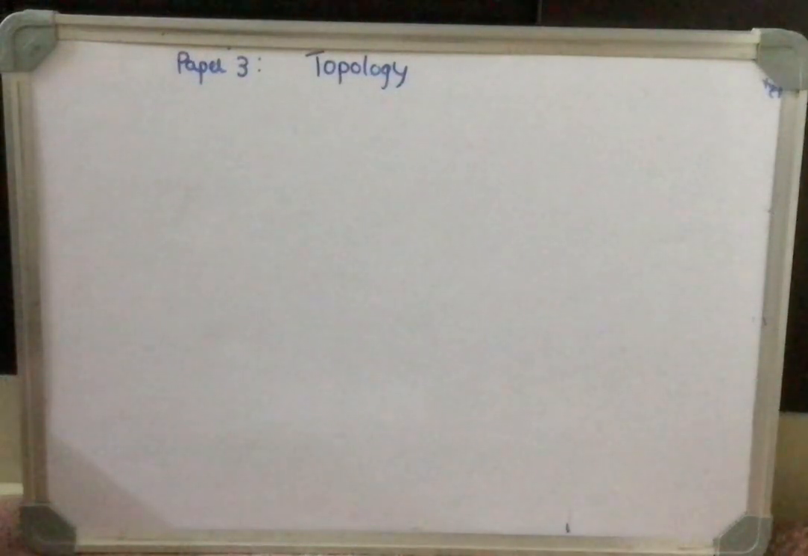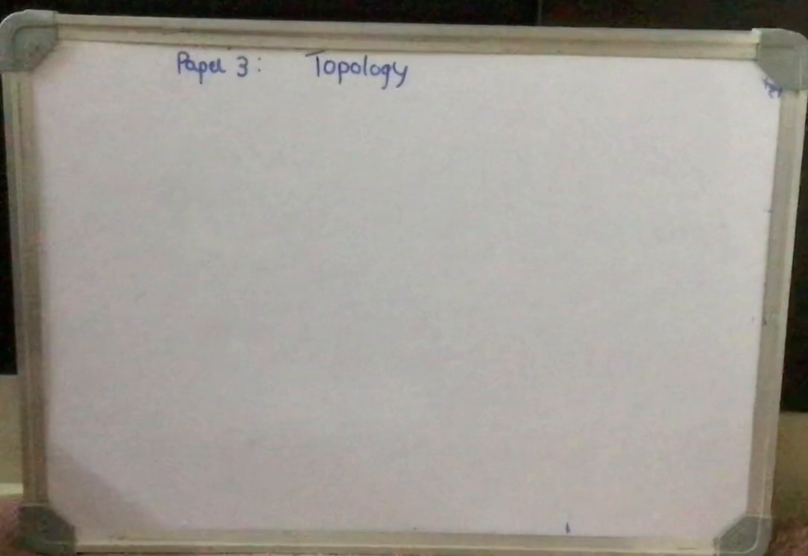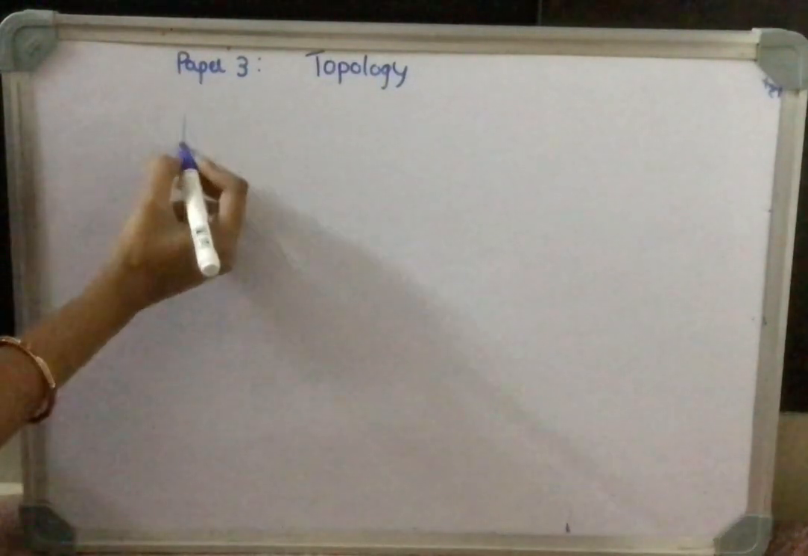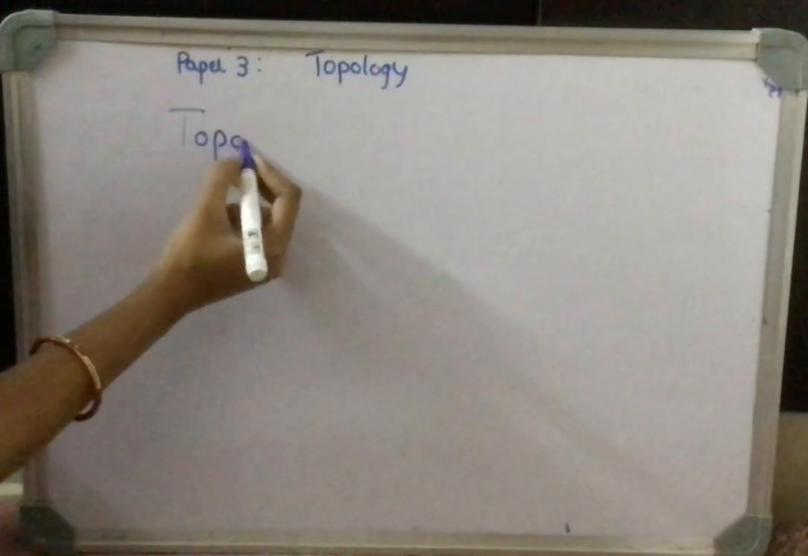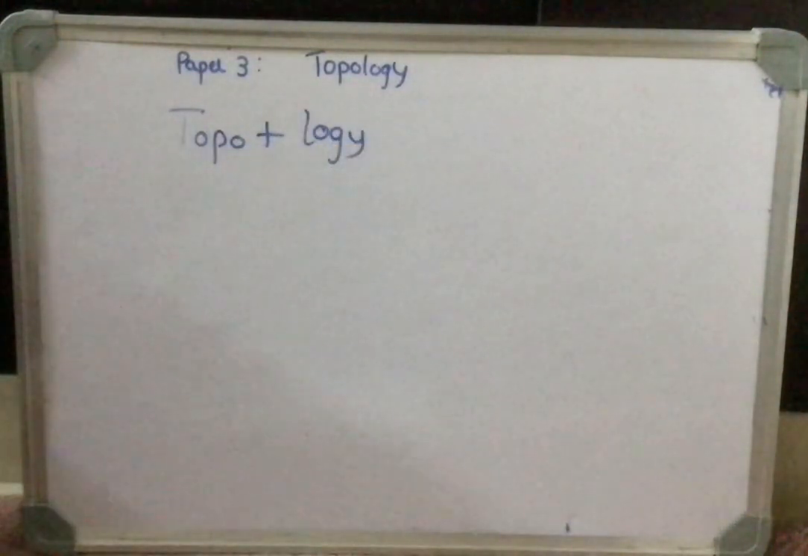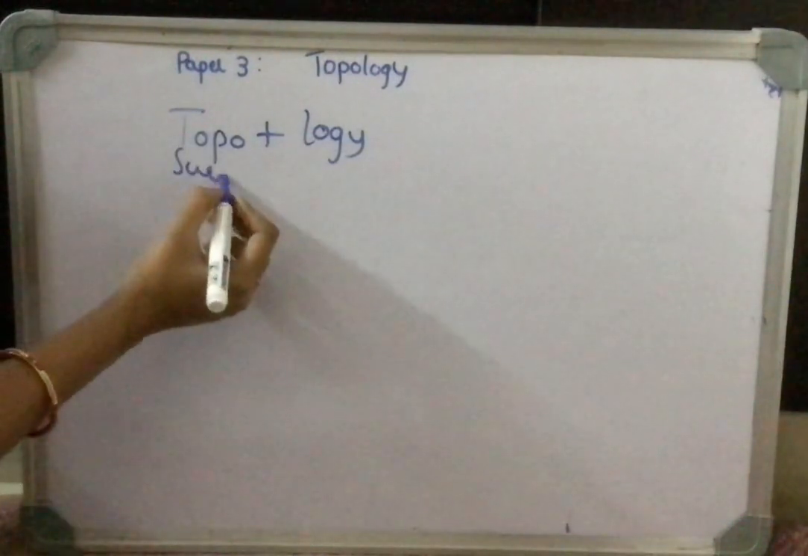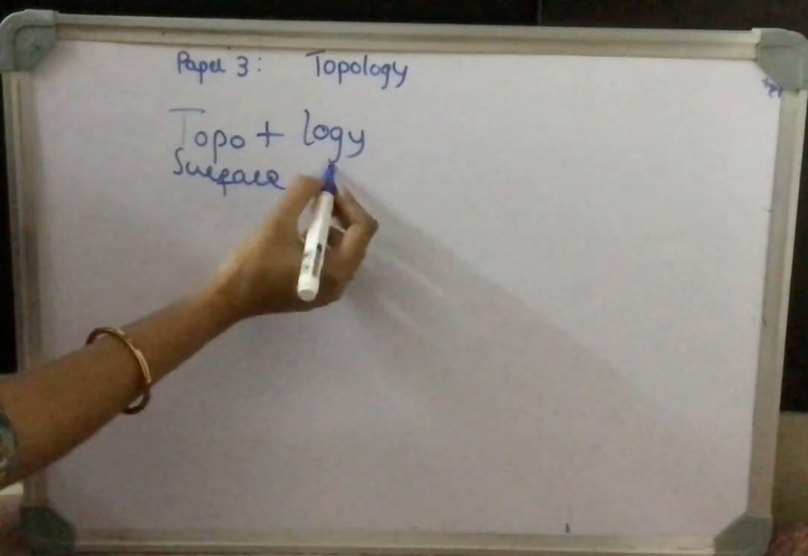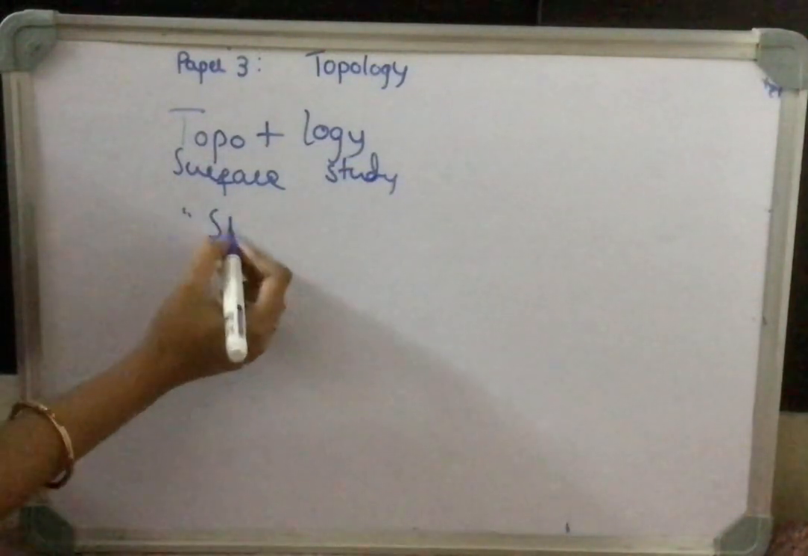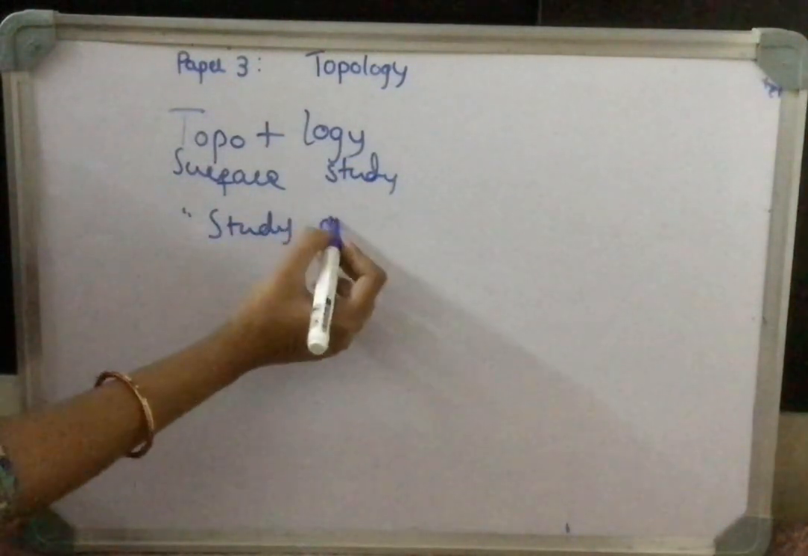Good morning, students. Today we will start with our first unit of paper 3, that is topology. First we will know what we mean by topology. Topology contains two Greek words, topo and logy. It's a combination of two words. Topo means surface and logy means study. So it is nothing but the study of the surface.